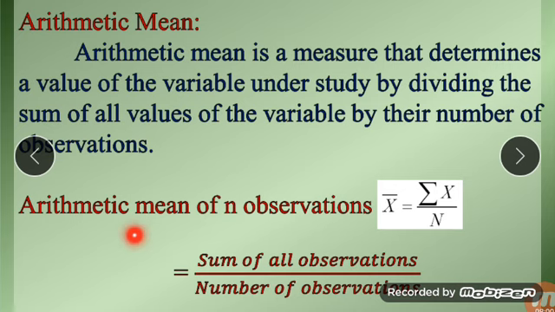So here we can say that if we have n number of observations, x bar is the symbol used for denoting arithmetic mean. This is sigma, known as summation. Sigma x means sum of x. X is all the observations, so sum of x divided by n. N is the number of observations. We can write this formula in words as sum of all the observations divided by the number of observations. This is the formula for calculating arithmetic mean.